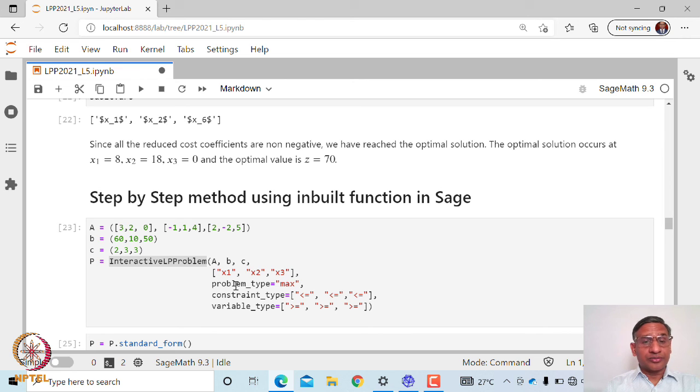We will also look at more problems which could be unbounded or which may have alternate solutions.